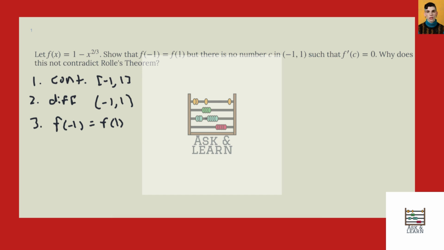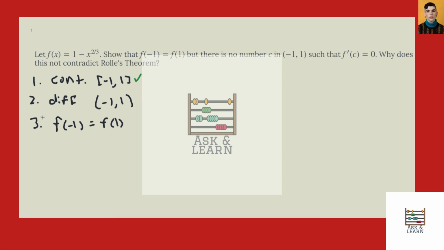Just by looking at this function, we know that this function is continuous in this interval because this is some sort of root function, and we can have values from negative 1 to 1 because this is a cube root. So cube roots are defined on all real numbers. So we know that this is continuous, so that's for sure.